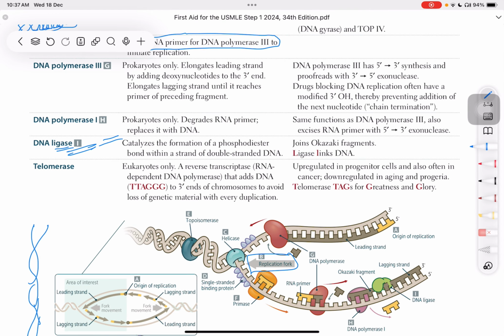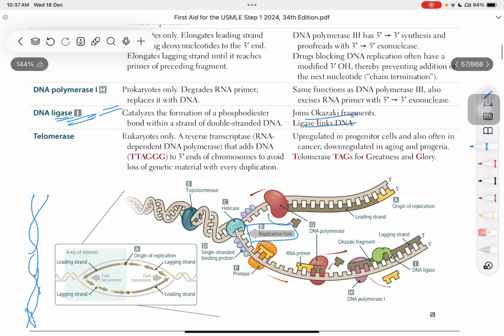Don't be confused. Ligase catalyzes the formation of the phosphodiester bond within double stranded DNA. It joins Okazaki fragments. Ligase means it links the DNA.